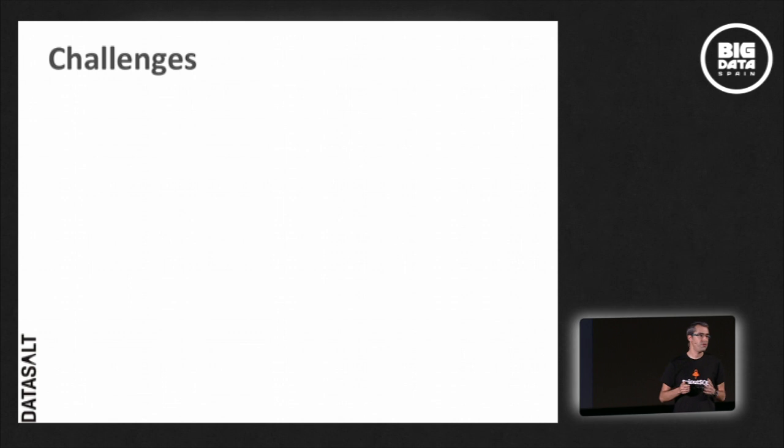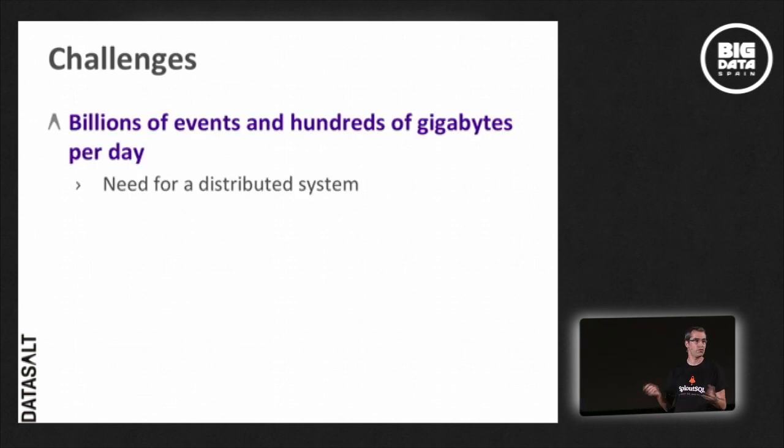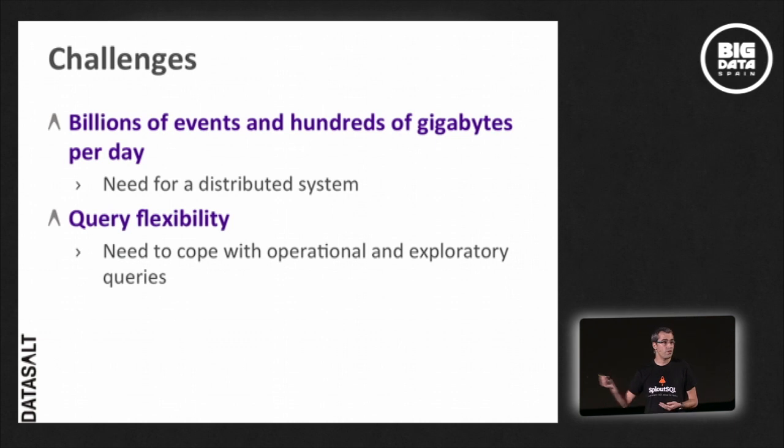Challenges that we face for doing this kind of system. First, the amount of data. We are talking about billions of events per day and hundreds of gigabytes per day. Obviously, we need a distributed system to deal with that. We cannot use any kind of system that is not distributed. Also, we have to deal with query flexibility because we have to cope with operational profiles and exploratory profiles. Both are different and are in some way conflictive with each other.